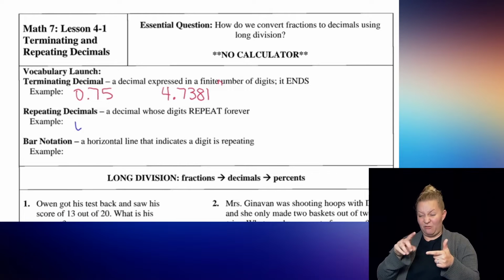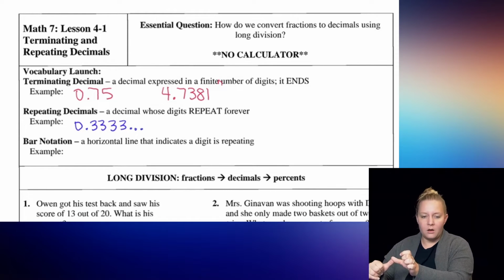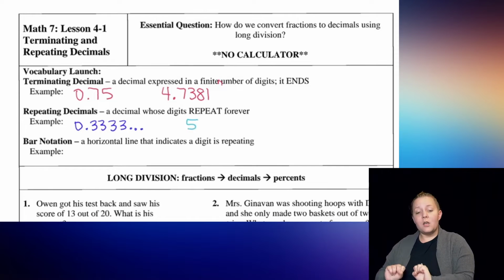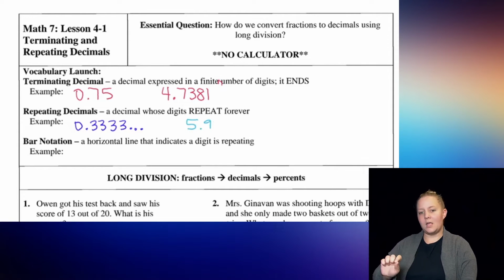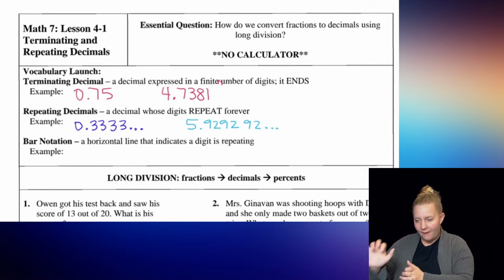So an example of this would be like 0.3333 repeating, and it keeps going on and on and on that same number. Or it could also be something like 5.929292. Notice that just keeps going on and on and on forever, as indicated by those decimals.